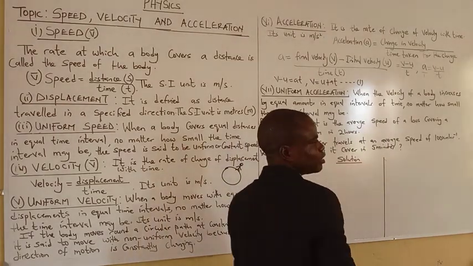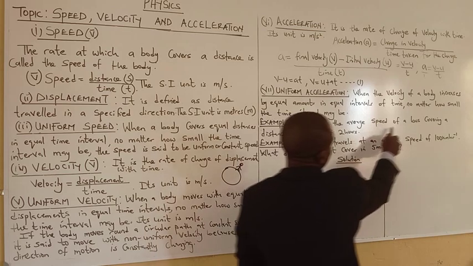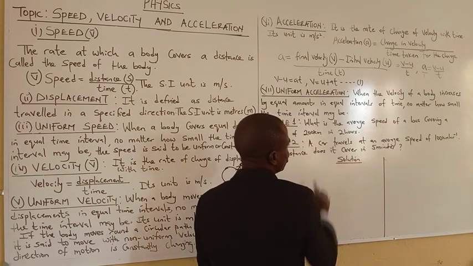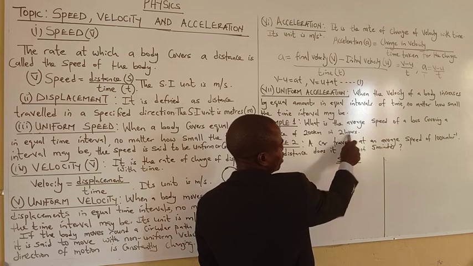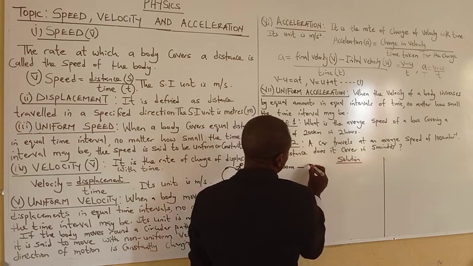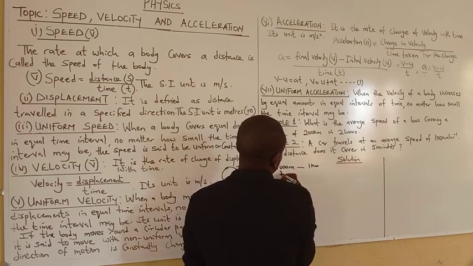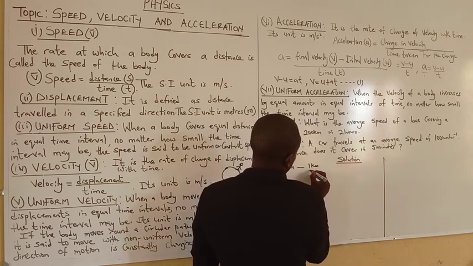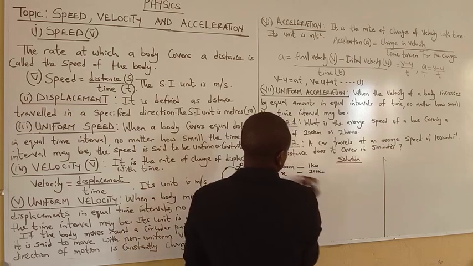Example 1, let's solve a problem under that. What is the average speed of a bus covering a distance of 200 km in 2 hours? You will notice that these units are not standard, they are not SI units. Now let's try to convert it. The first one, 1000 meters is equivalent to 1 kilometer, 200 kilometers to what? To x.